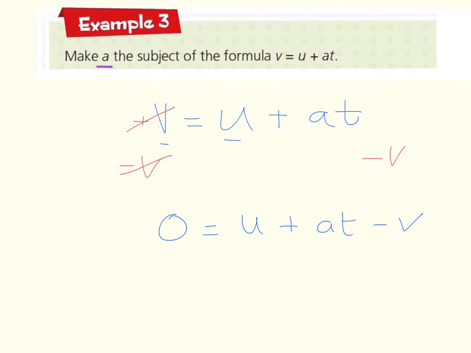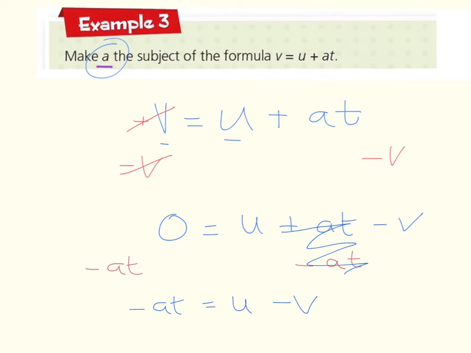Again, I'm looking for a, so I'm going to sort out the at and get rid of it on this side here. It's a plus at, the only way I can get rid of it is if I minus at. What I do to one side, I must do to the other. And I'm now left with minus at equals u minus v, because the plus at and the minus at cancel.